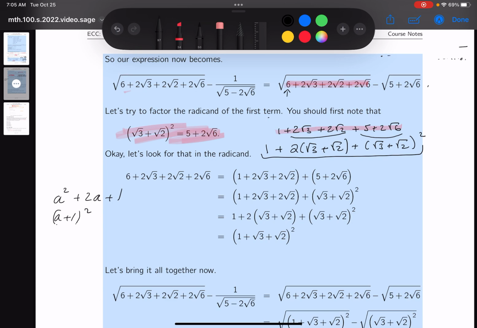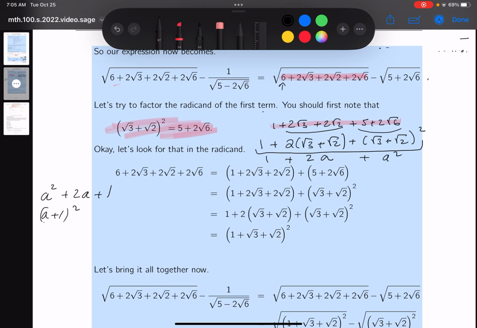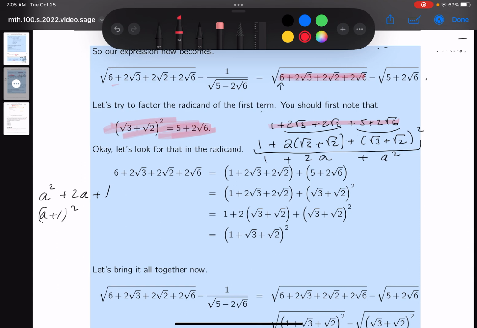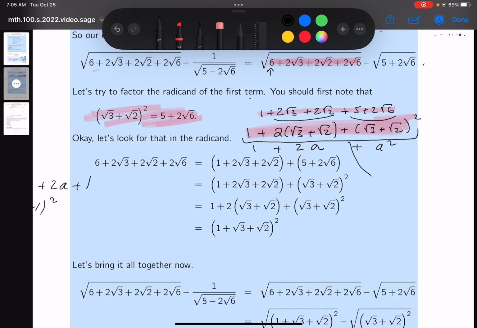And let me just point that out. I'm seeing it as 1 plus 2a, where the a is root 3 plus root 2, plus a squared. So I can factor this guy now. All right? And we're going to factor him now. And what's that going to factor out as? It's going to factor out as 1 plus root 3 plus root 2 quantity squared. And that would give us this over here.